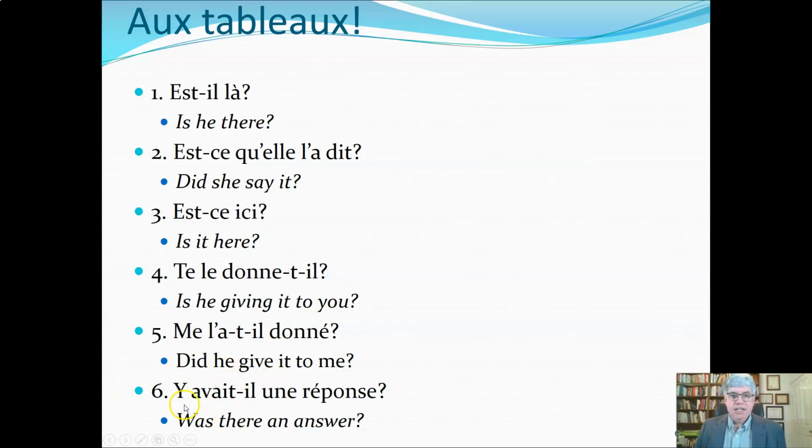Here we have, "Y avait-il une réponse?" And so this is the expression "il y a", there is or there are, that's with inversion, so the "il" is at the end, and this is in the imperfect tense, so was there une réponse? And the answer was oui, il y avait une réponse. Yes, there was a response. So this is the imperfect with inversion of "il y a".